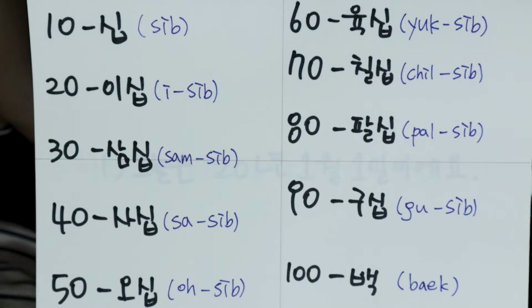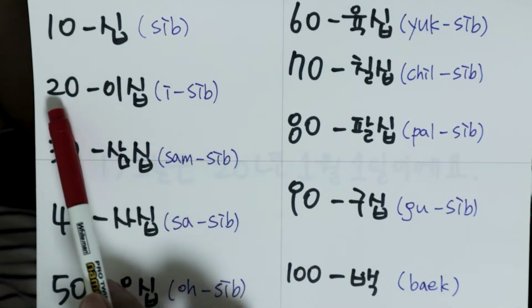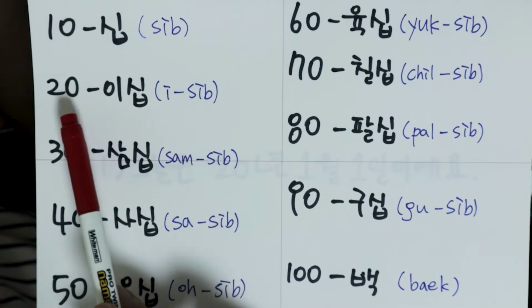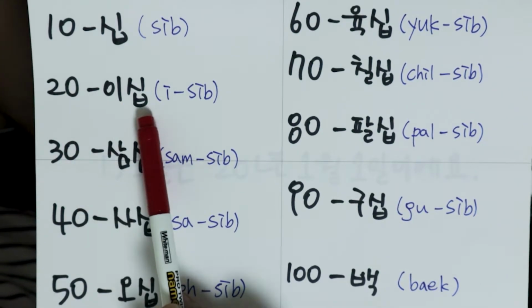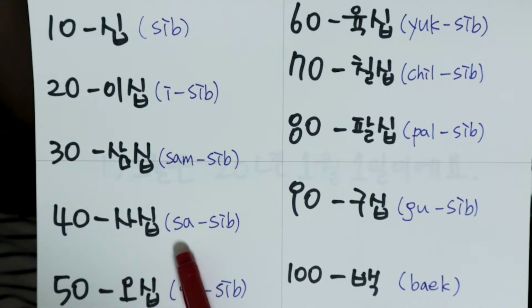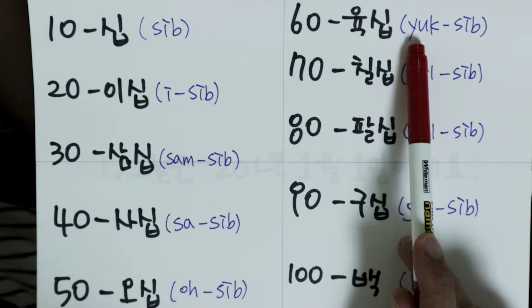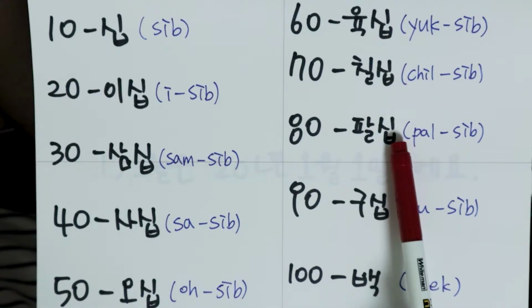From 10 to 100. 10 is 10. 20 is 2 multiplies 10. 30, 40, 50, 60, 70, 80, 90, 100. Now you can count the Sino Korean numbers from 0 to 100.